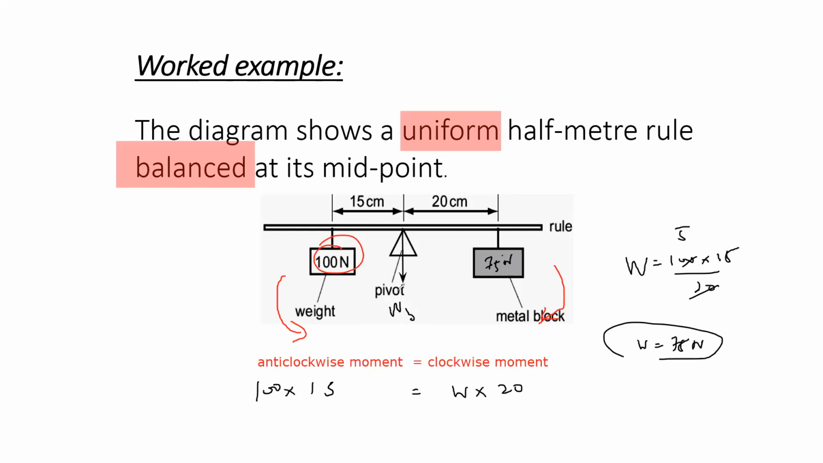Is this question clear, how we work out the weight of a metal block using the condition of equilibrium in which it states that the beam is balanced? Any doubt till this point?